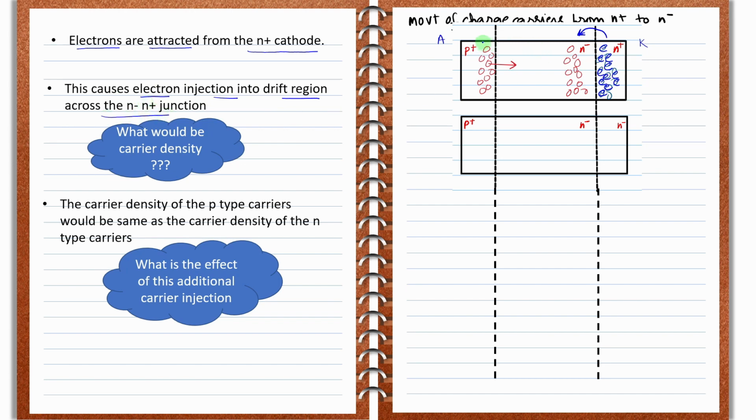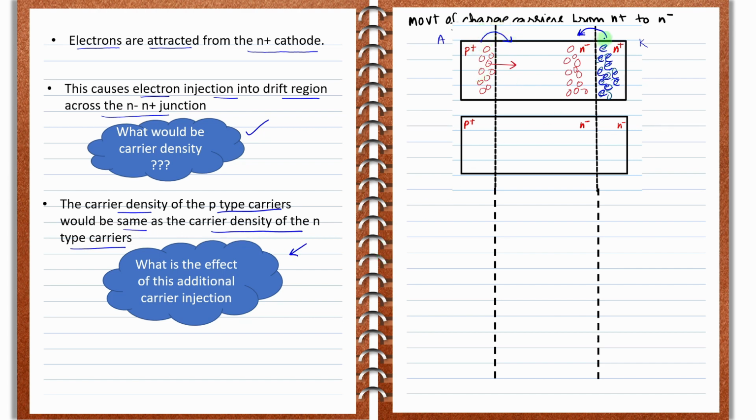Initially you had an injection of holes into the drift region. Now you are having an injection of electrons into the drift region. The question is, what would be the carrier density? Naturally, to maintain the electrical neutrality of this material, the charge carrier density of the p-type carriers would be the same as the charge carrier density of the n-type carriers. So the charge carrier distribution of the holes would be the same as that of the electrons. Now what is the effect of this additional carrier injection? You are having injection from two sides.